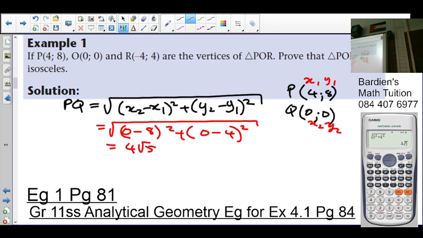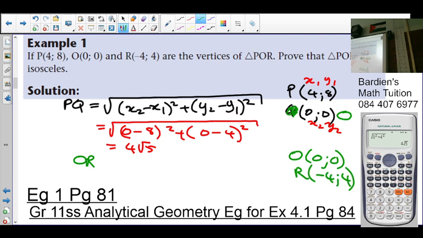Now I go with OR. O's coordinate again is (0, 0). Of course I said O there, not Q. O, and then R is (-4, 4). You see the substitution will be the square root of, if this is x1, y1, that is x2, y2. If I made this x1 or x2, then that had to be y2.